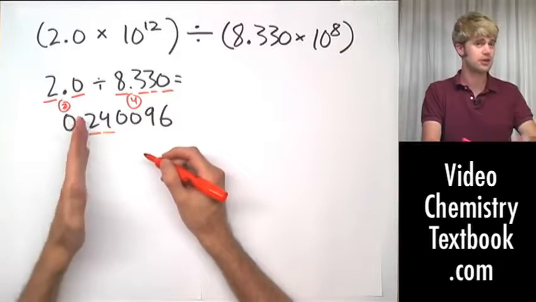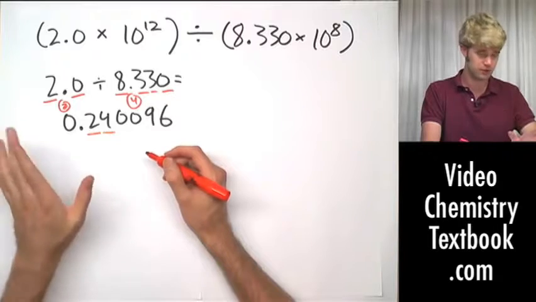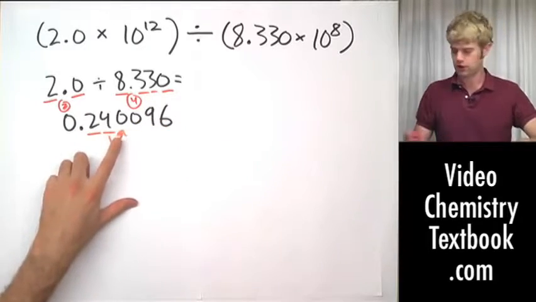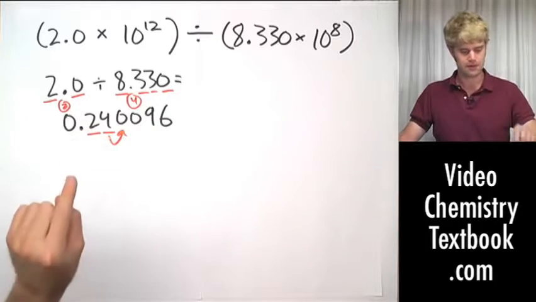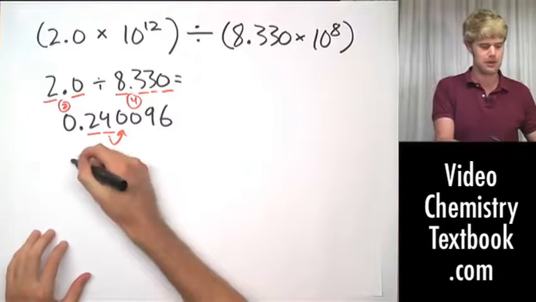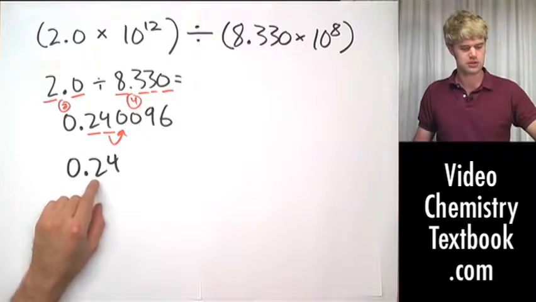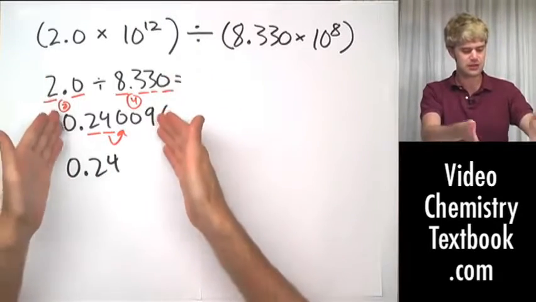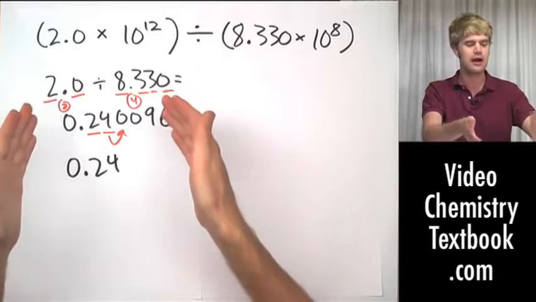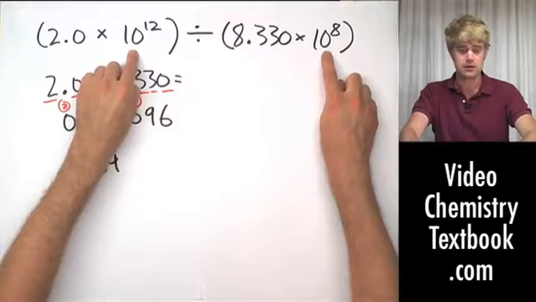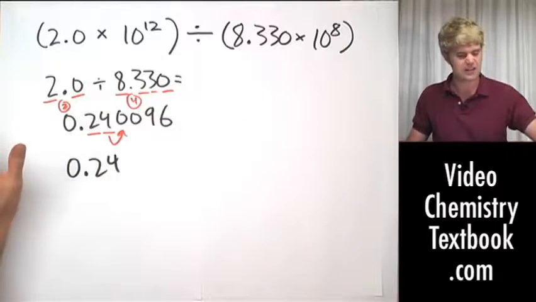Remember, this 0 isn't significant because it's coming to the left of a decimal place, so we don't have to worry about that. 0.24. I'm going to keep these. We're going to look to the right. Do I keep it the same or round up? It's a 0, so I keep it the same. 0.24 is our answer, rounded to 2 significant figures. And remember, when I did the significant figures, and then the math, and then the rounding, I didn't pay any attention to the 10 to the 12th, 10 to the 8th. It doesn't have anything to do with it.